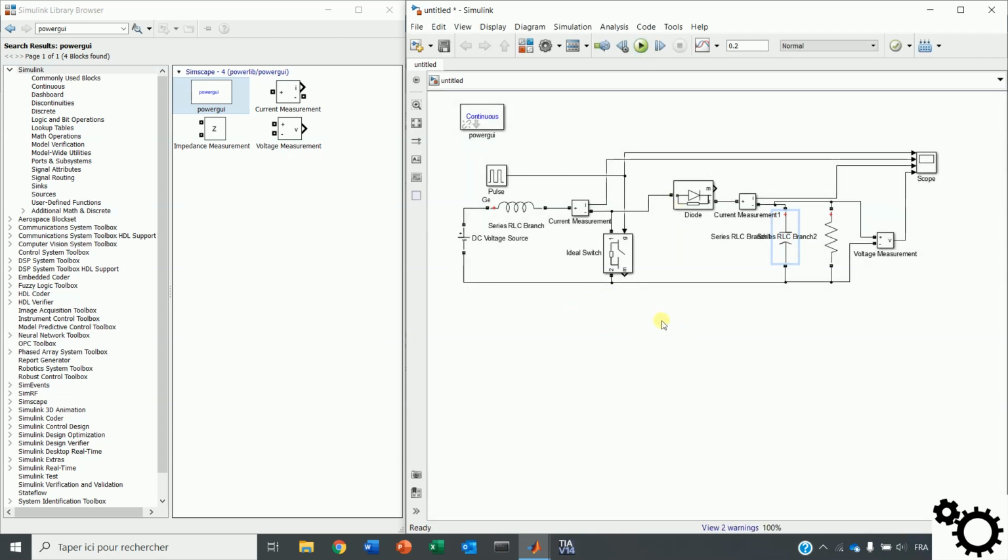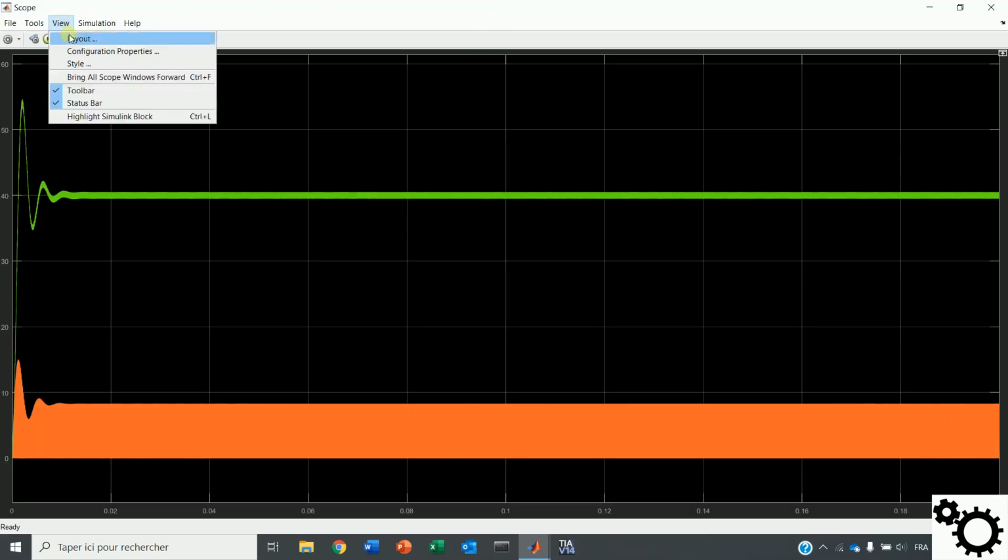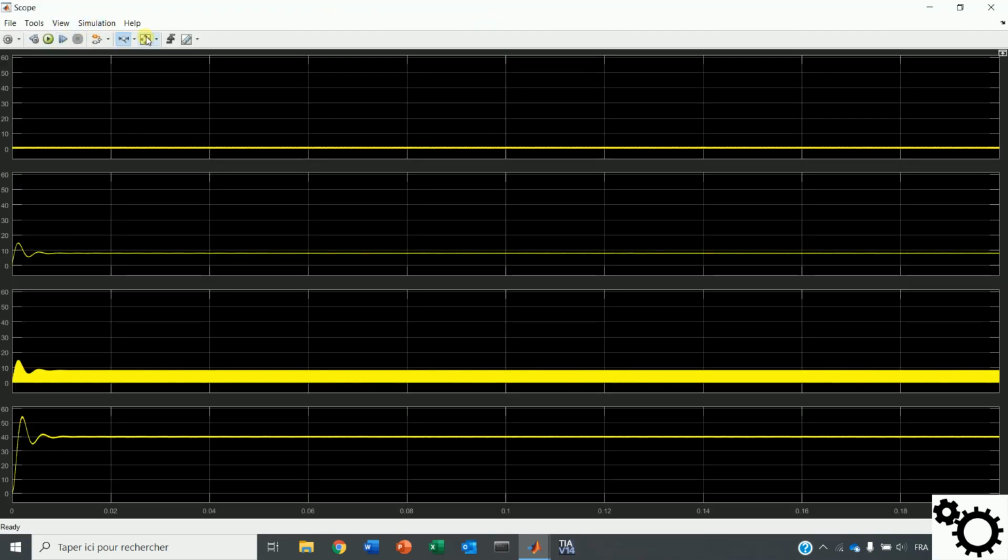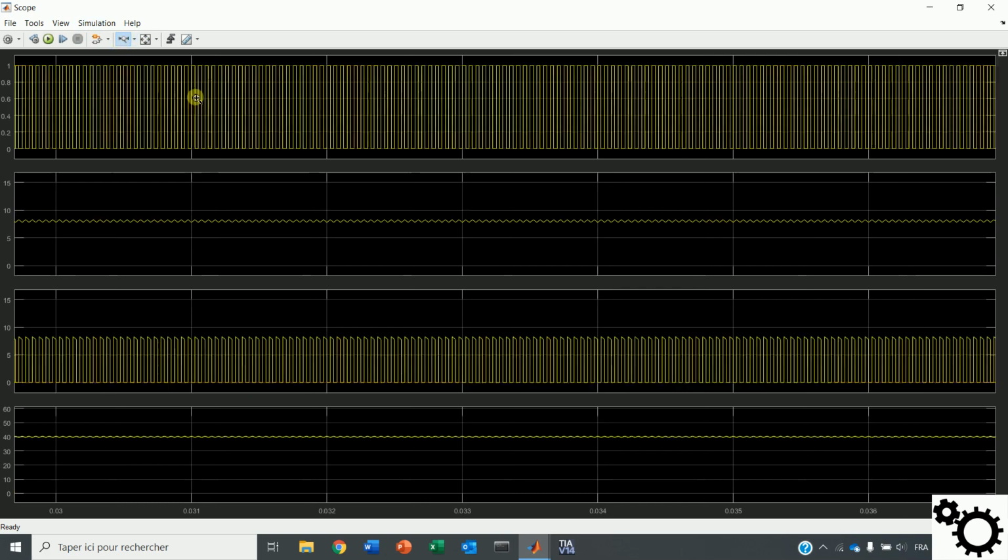So here on the circuit, when the ideal switch is on, the load is disconnected from the source voltage because the diode will not let the current flow through it. When the ideal switch is off, the current flows through the diode and through the load. So we can display the signals. I will zoom in.